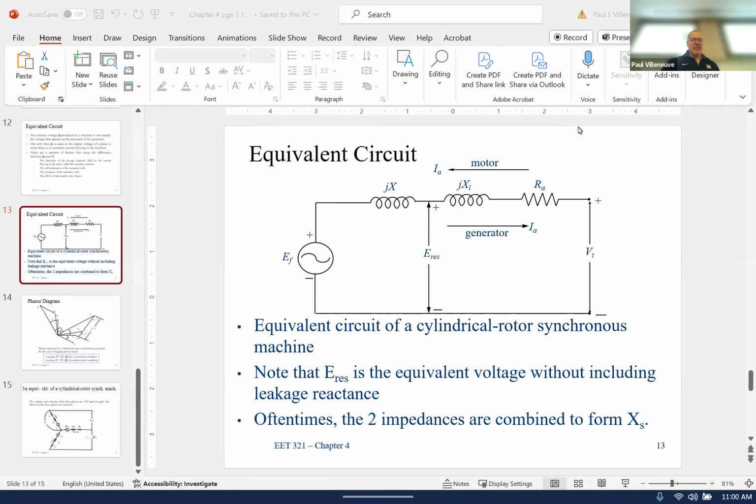So in the last class, we presented the equivalent circuit model of our synchronous generator. In this case, it's a generator, right? We're going to treat it as a generator primarily. You do have some synchronous motors. Those are called synchronous condensers. We'll look at that a little bit later on. They weren't that common, but they are becoming more common.